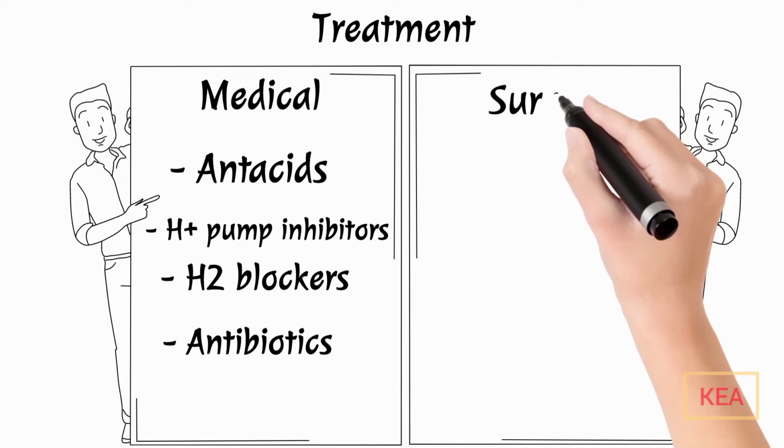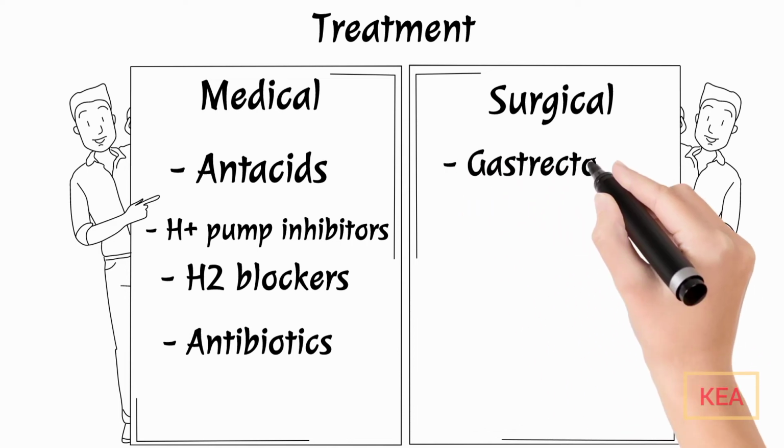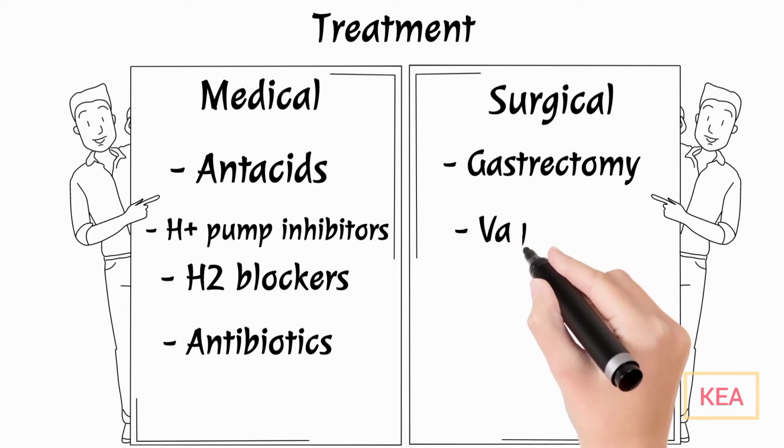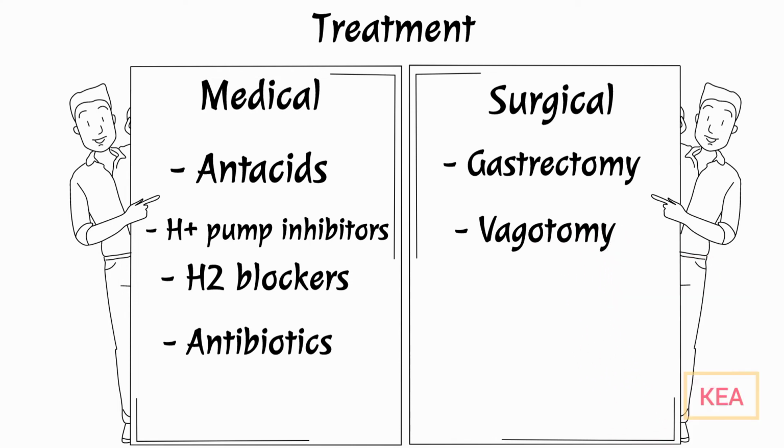B. The surgical option. This option comes into play when we're at the stage of complications. When gastritis progresses to the stage of ulcer or stomach cancer, surgery might be a better option. Surgical procedures like 1. Gastrectomy, which is partial or complete removal of the stomach. 2. Vagotomy, which is vagus nerve resection to reduce the amount of acid produced.